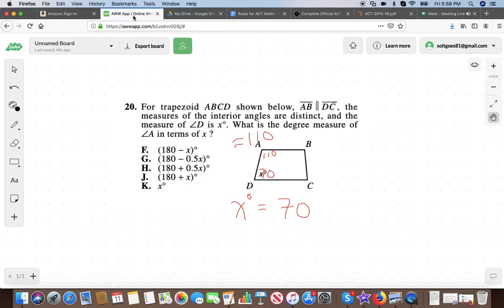What about G? Does that give us something close to 110? It could. Well, what is that? What's 180 minus 0.5 times 70? So 70 divided by 2 is 35. So it's going to be 180 minus 35. That's going to be like 145, right? Does angle A look like 145?